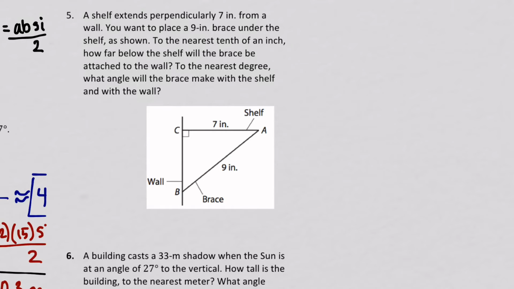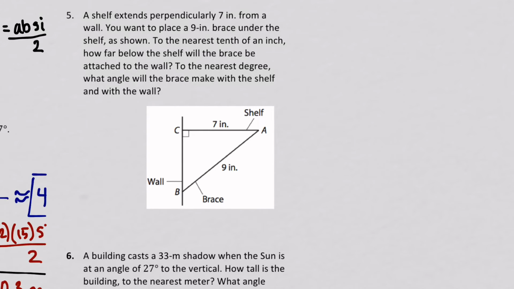Alright, let's move on to number 5. This is one of the fun ones. We're going to do a lot of work on this one right here. A shelf extends perpendicularly 7 inches from a wall. Okay, so here's the shelf, here's the wall. So here's the shelf sticking out of the wall. You want to place a 9-inch brace under the shelf. So there's a 9-inch brace that you're going to place right here under the shelf to hold it up. To the nearest tenth of an inch, how far below the shelf will the brace be attached to the wall? To the nearest degree, what angle will the brace make with the shelf and with the wall?